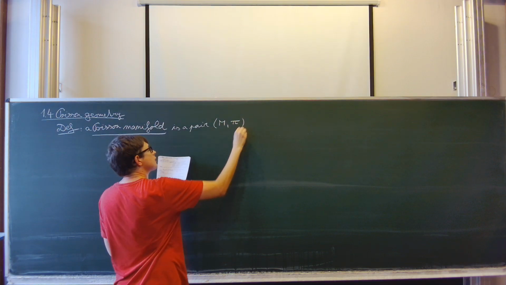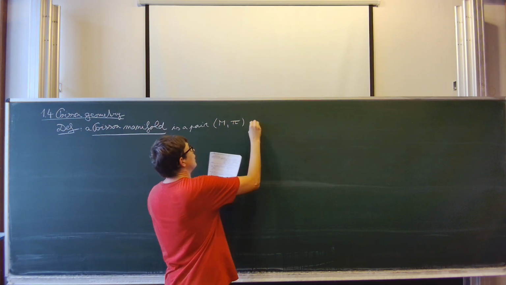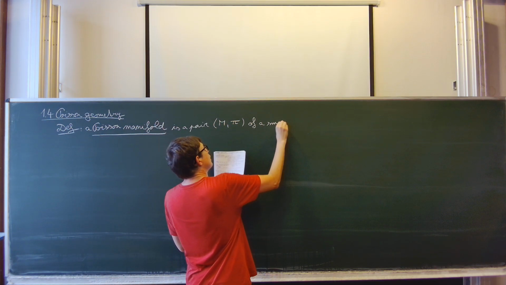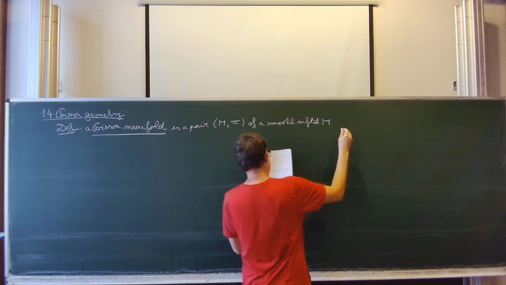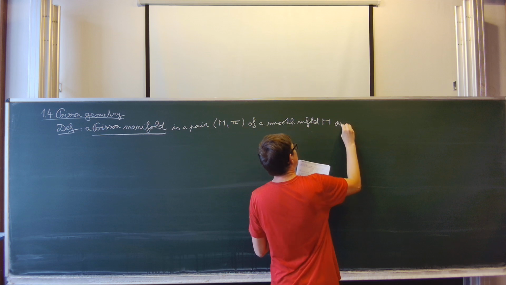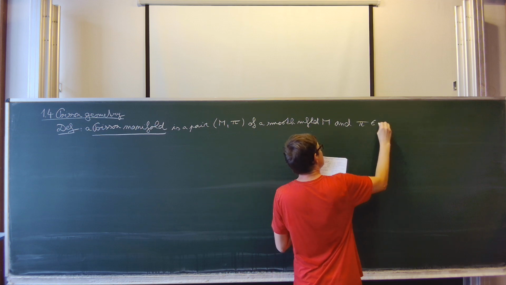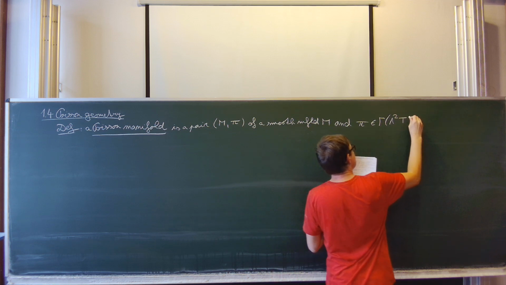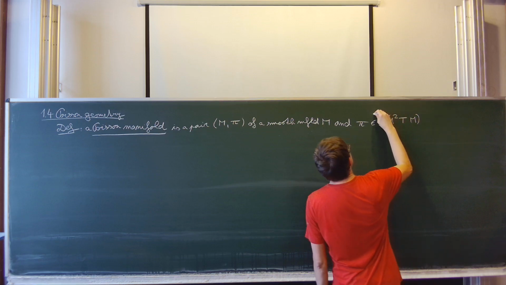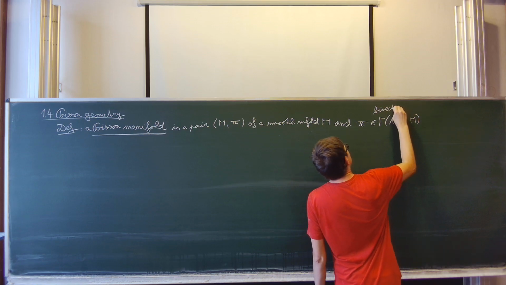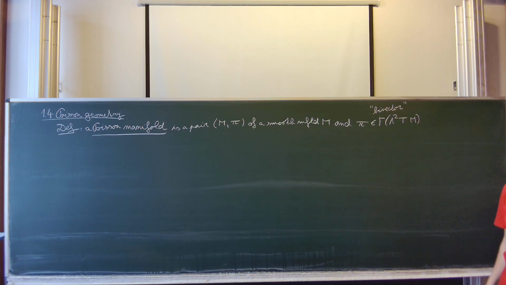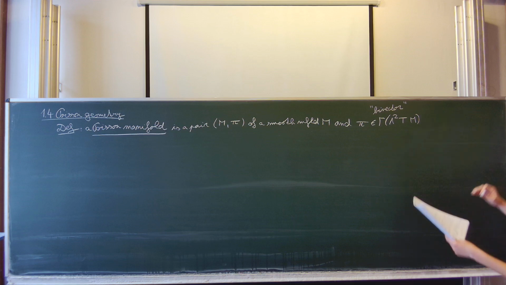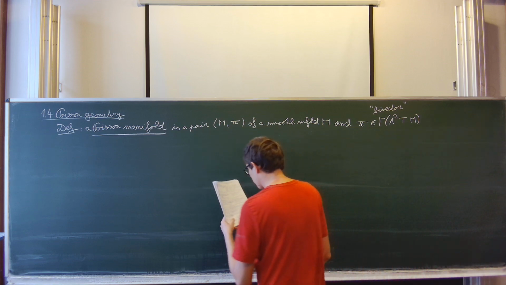M and pi, so not omega, but pi, of a smooth manifold M and pi, which will be a section of the wedge 2 of TM. Such a thing is called a bivector. So it's like a form, but it's not a form. It is antisymmetric, but it doesn't have indices down, but indices up rather.